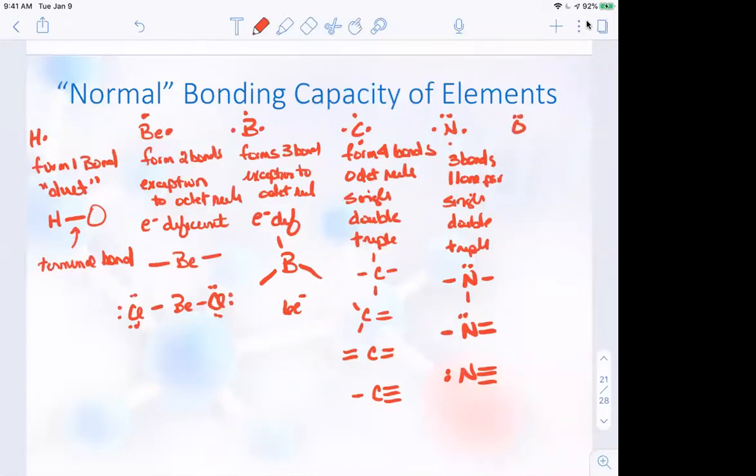Oxygen, 6 valence electrons. It likes to form 2 bonds, and it has 2 lone pairs. Right? It'll form single and double bonds.